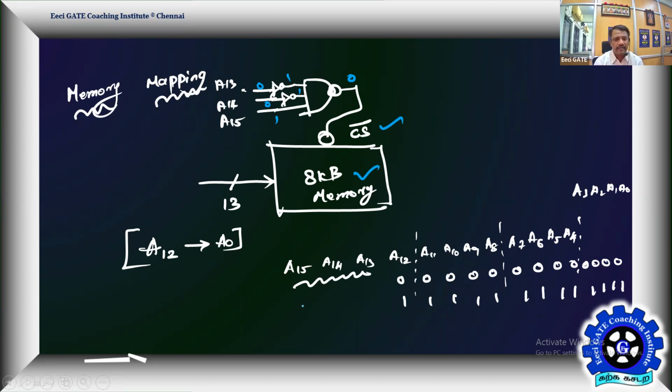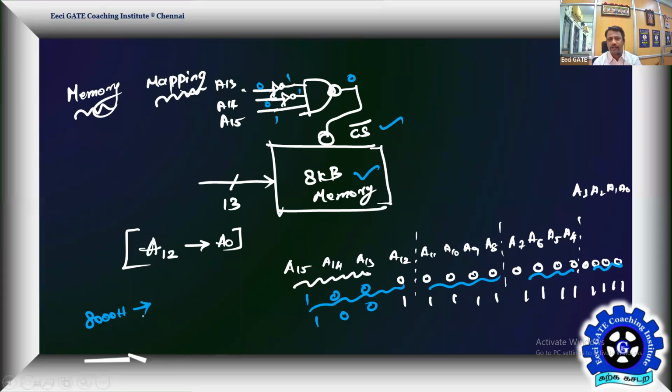So what is the address mapping? It's 1, 0, 0. This is read as 8, and this is 0, this is 0, this is 0. So the starting address will be 8000H. Usually in 8085 we go like this. 8000H is the starting address.